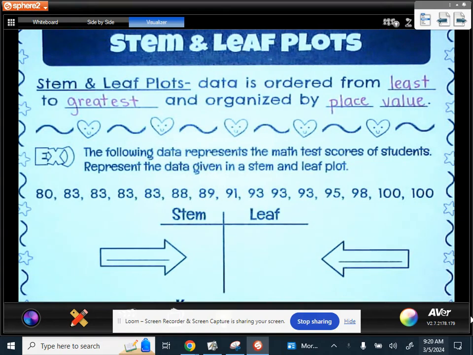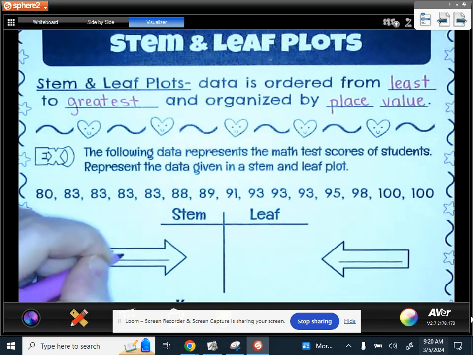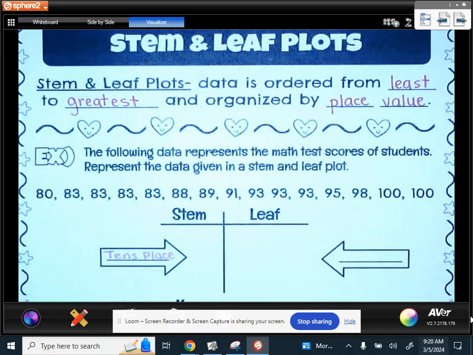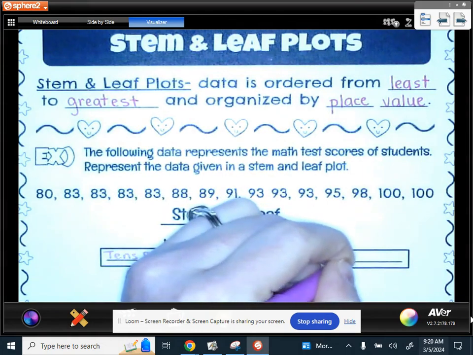So for example, we've got data here about math test scores, and we want to represent that in a stem and leaf plot. The stems represent the tens place. So go ahead and label this the tens place. And the leaves represent the ones place.